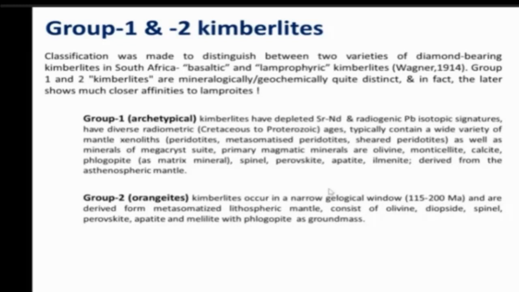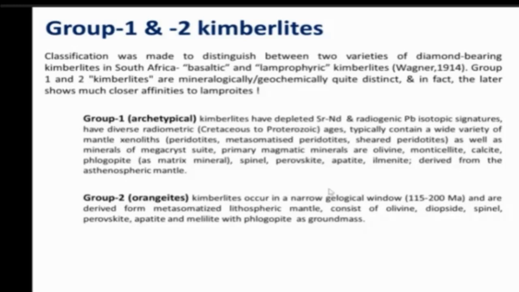There are a great deal of petrological differences between the group one and group two kimberlites. In fact, the difference is sometimes so obvious that most petrologists now believe that group one and group two kimberlite should not be called kimberlite. In fact, group two should not be termed kimberlite because it shows much closer affinity to lamproites than kimberlites.